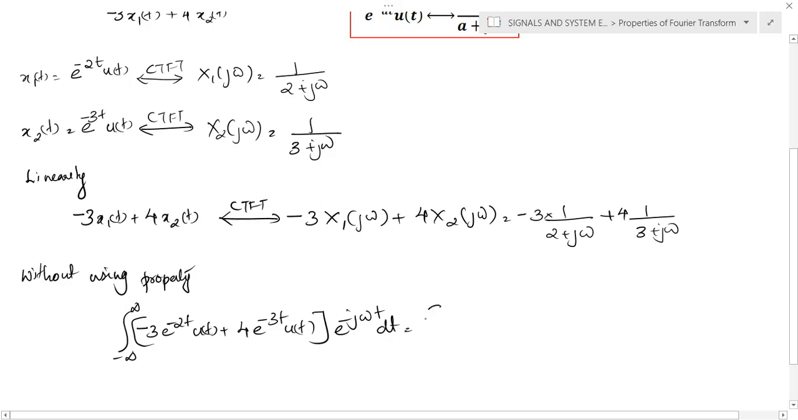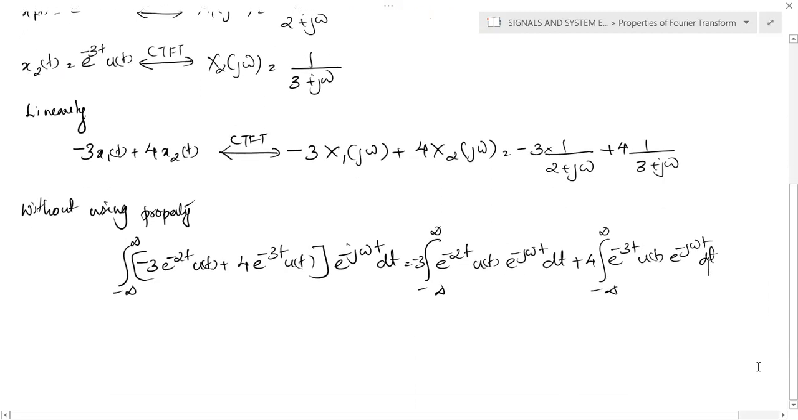And we need to split the integral. So it becomes integral from minus infinity to infinity of minus 3 into e raised to minus 2t into u of t into e raised to minus j omega t dt. And the second term is 4 into integral from minus infinity to infinity of e raised to minus 3t into u of t into e raised to minus j omega t dt. And u of t is a standard step signal. We can write 1 for t greater than 0 and 0 for t less than 0.